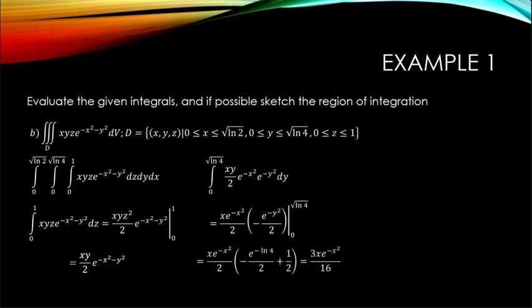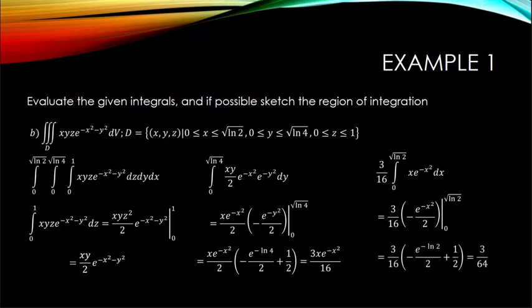I plug in those limits of integration and simplify, and I get 3x times e to the negative x squared over 16. I plug this into my outer integral, and I get 3/16 times the integral from 0 to the square root of the natural log of 2 of x e to the negative x squared dx. I do that integration and I get 3/16 times negative e to the negative x squared over 2 evaluated from 0 to the natural log of 2. I plug in those limits of integration and it reduces to 3/64. This is the value of my triple integral over the region D.